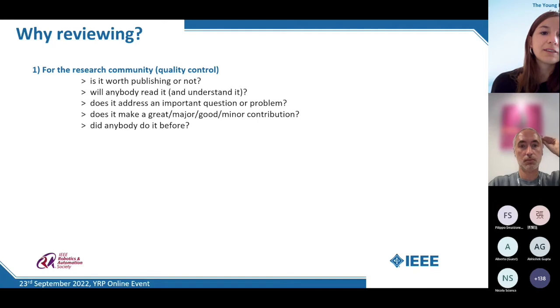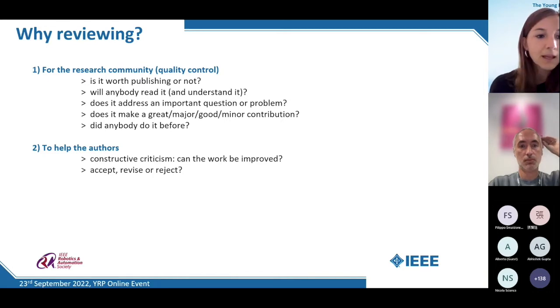answer these questions. Then the second reason is to help the authors, because while reviewing a paper, we give some constructive suggestions. We tell them how their work can be improved. And if the paper is accepted, they may need to revise it and change many things or minor things in order to make it approved, or maybe it is rejected because it's not ready for publication.